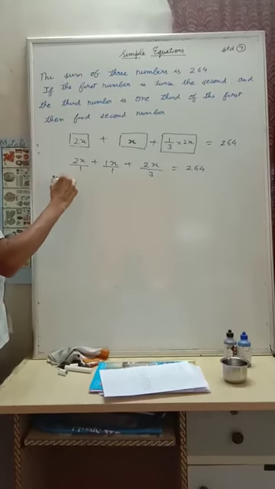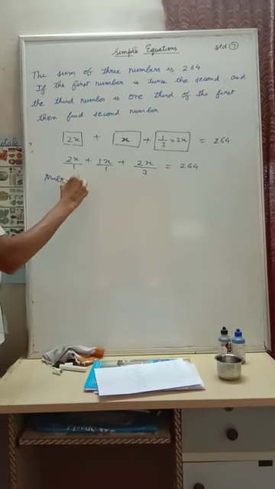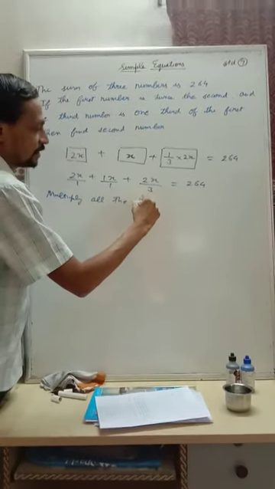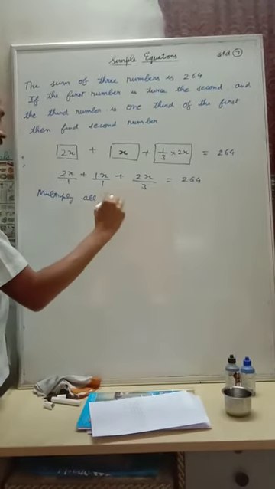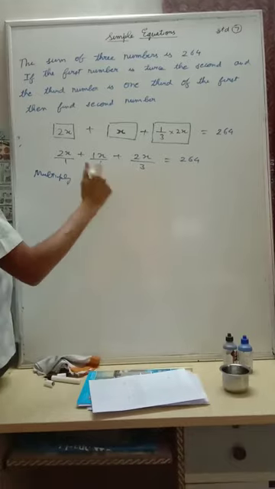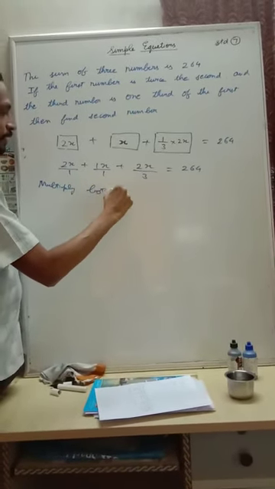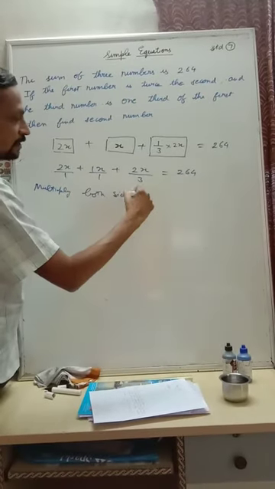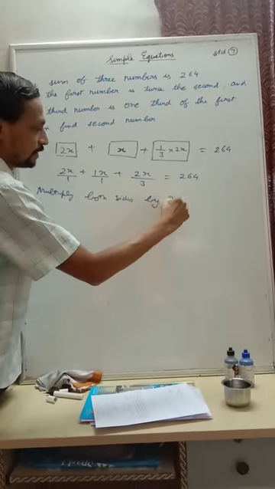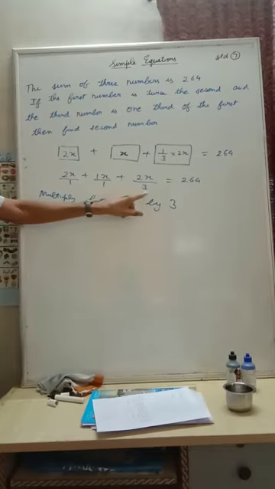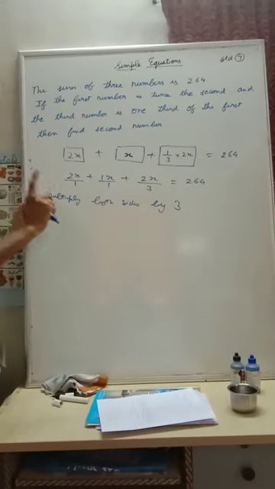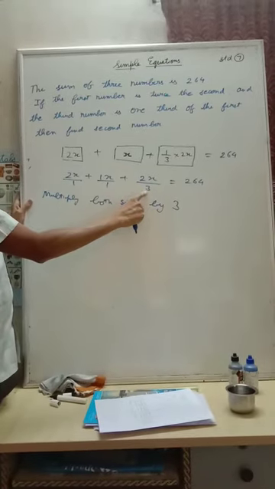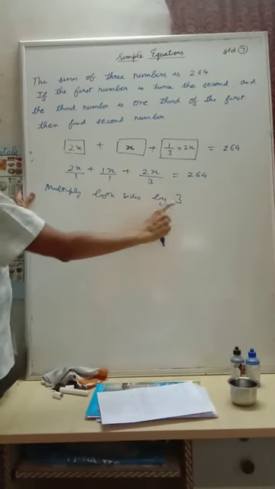What you will do is multiply both the sides. Both sides means left hand side and right hand side by 3. Why so? Because this 3 is the LCM. Look what I am talking about: 1, 1 and 3. So 3 is the LCM. So multiply both sides by 3.